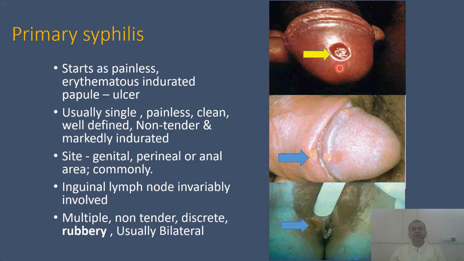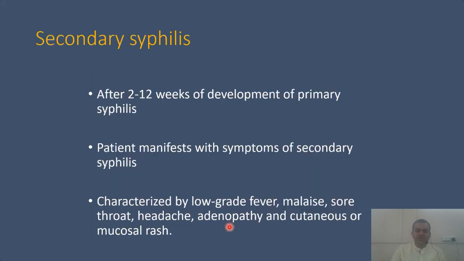The primary site is where they had contact with the treponemes, like genital contact. So the genital area, perineal area, and anal area are the common areas where such ulcers will develop. Most importantly, whenever the ulcer develops, it is also associated with local lymphadenopathy. Commonly the inguinal lymph nodes are always affected in such patients. Bilateral lymphadenopathy will be there, typically multiple discrete nodes, and if you feel them, they feel like rubber. That rubbery feeling of the lymph nodes is characteristic of primary syphilis.